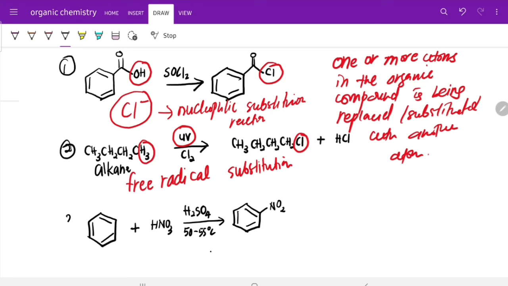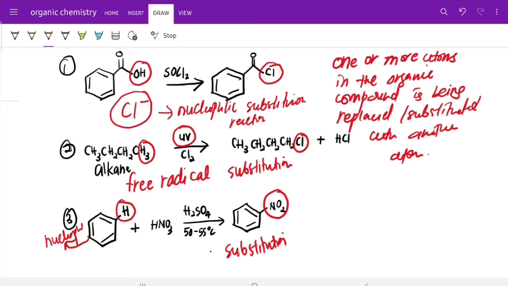Let's move on to the third example. Here we have a benzene ring reacting with nitric acid. One of the hydrogens in your benzene ring is being replaced by NO2. It's a substitution reaction, but in this one the benzene ring is a nucleophile, therefore it will attract an electrophile. Since it attracts an electrophile, this becomes an electrophilic substitution reaction.